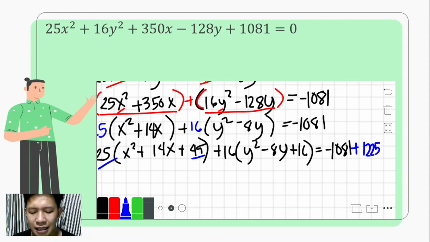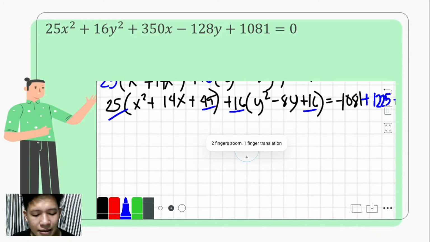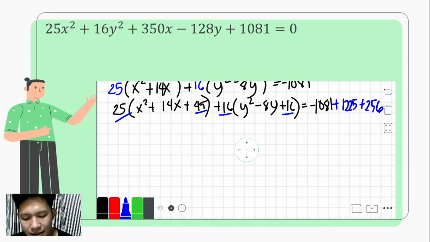By using your calculator, you may use your calculator if you want. And then, before we add 16, we first multiply it by 16 because it is enclosed in parentheses. So, that is positive 256. And by this, we can now simplify.